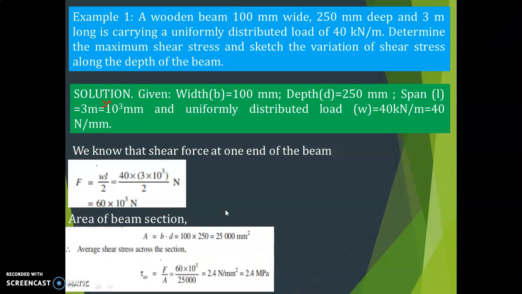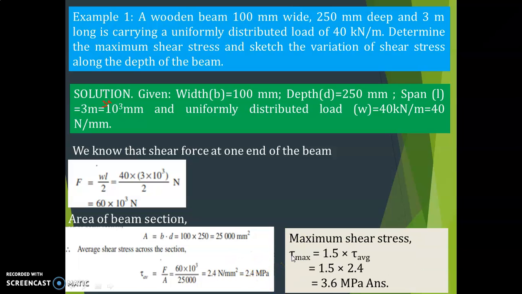After that you have to calculate the area of the section, because tau average is equal to F divided by area, shear force divided by area. What is area? Area for the rectangular section is equal to B into D. What is B? B is equal to 100 and D is equal to 250. So 25,000 mm square. Now calculate average shear stress. So tau average is equal to F divided by A. F is equal to the calculated value 60 into 10 raised to 3 and divided by A is 25,000. You get tau average is equal to 2.4 Newton per millimeter square or 2.4 MPa.